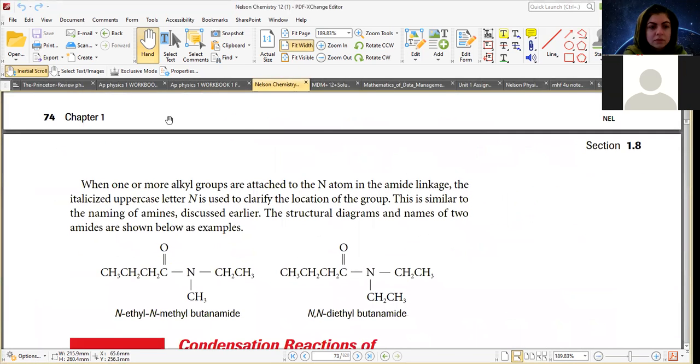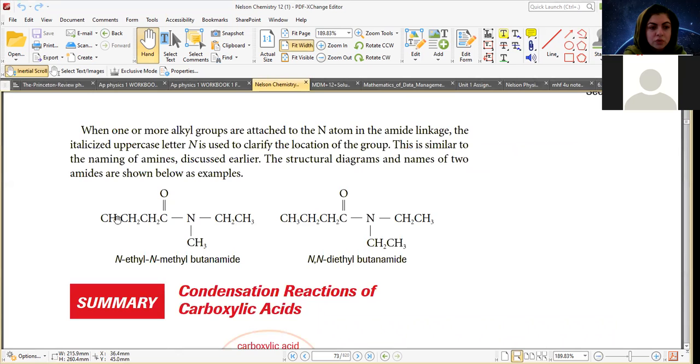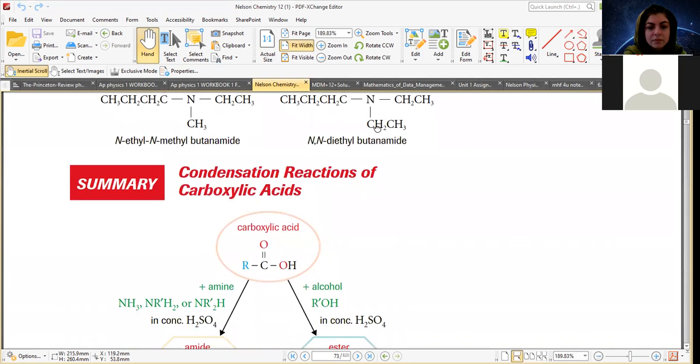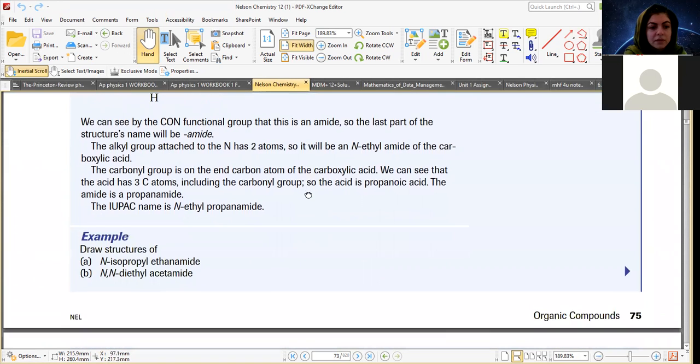So here is another one. The longest chain is attached here. 1, 2, 3, 4 is butanamide. On N, there are 2 branches, N-ethyl and N-ethyl and methyl. So here at N, again, you have 2 branches, and this is the longest chain, 1, 2, 3, 4, butanamide, and N,N-diethyl. This is the naming of this structure. Again, 1, 2, 3 is going to be 3 carbons attached by double bond with oxygen. So it's going to be propanamide, amide, and ethyl. I think it's very clear how to name it.